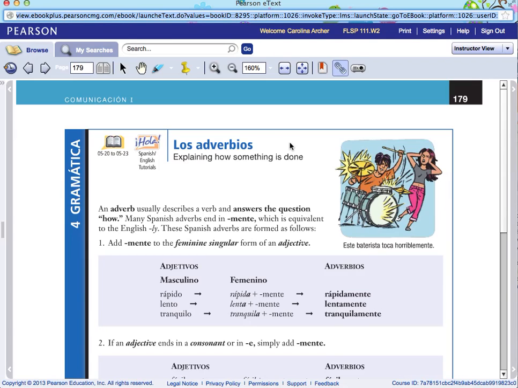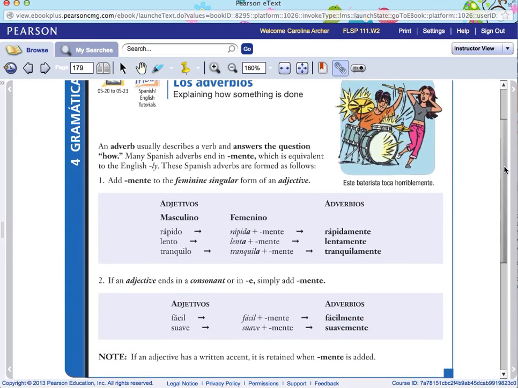How is something done? Okay, so many Spanish adverbs end with the ending mente, which is the equivalent to the English ly ending, like quickly, slowly, beautifully. Okay, so these adverbs that end in mente are formed in the following way. You have to add the ending mente to the feminine and singular form of an adjective.